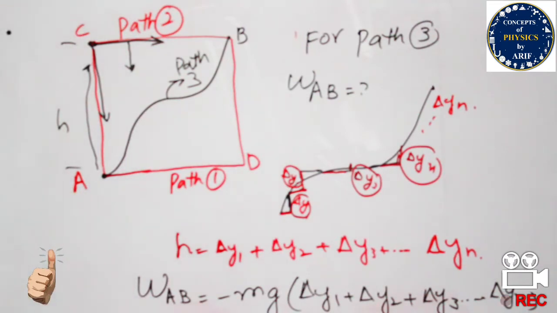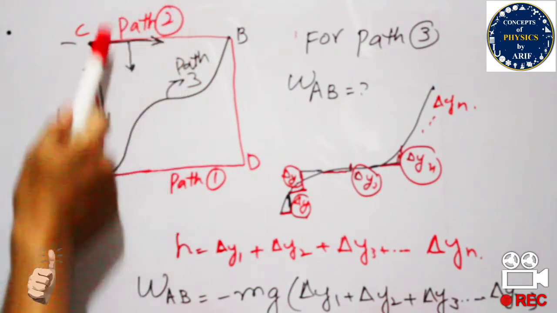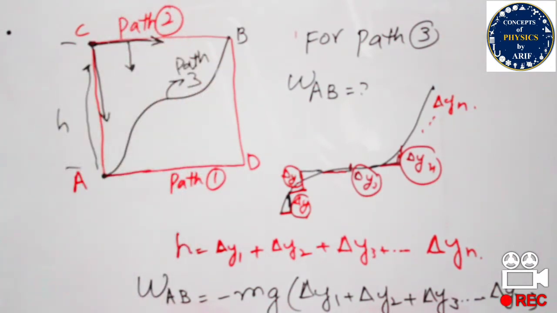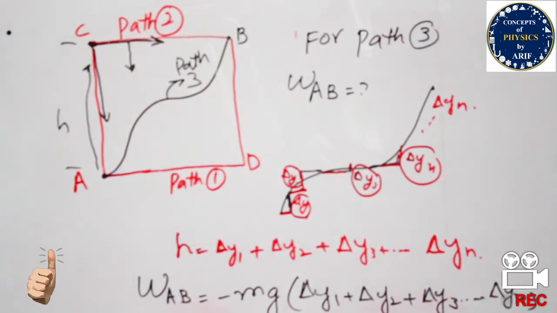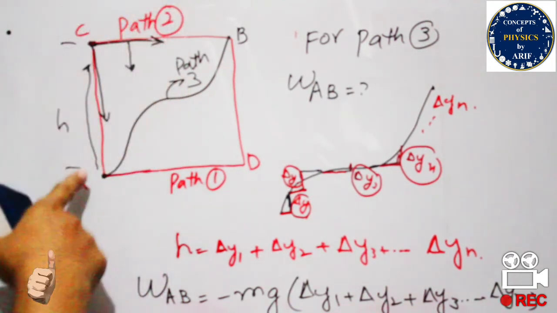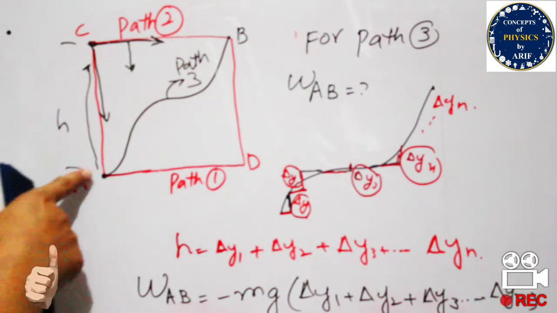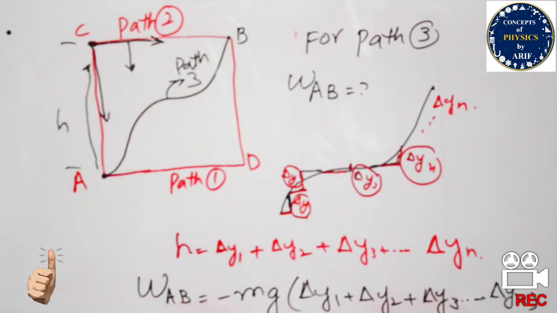As you can see, we have calculated the work done for path 1, path 2 and path 3. All the work done has the same value of minus mgh. So it can be proved that the net amount of work done along the path AB is still minus mgh. So the work done in a gravitational field is independent of the path followed, because in path 1 the work done was minus mgh, in the second path the work done was also minus mgh, and in the third the work done is also minus mgh.